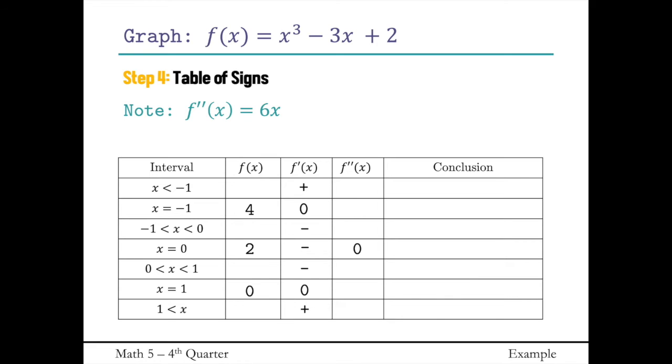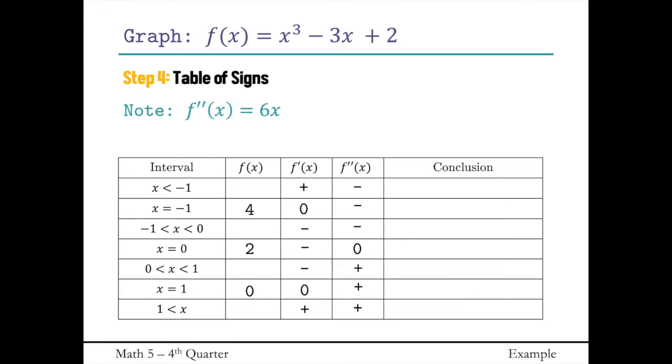And for the fourth column, the second derivative of f of x, note that it is equal to 6x. It is now subdivided into two subintervals, numbers less than 0 and numbers greater than 0. For those numbers less than 0, if we substitute them in the second derivative of f of x, it gives us negative results. And for those numbers that are greater than 0, we get positive numbers.